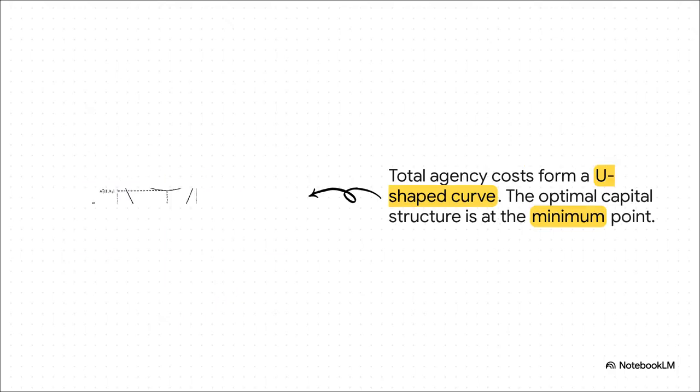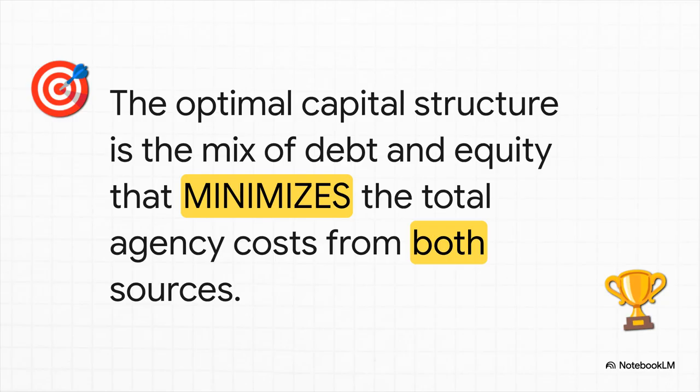And this leads us to the big capstone graph of the whole paper. As you use more outside equity, the agency costs of equity go up. As you use more debt, the agency costs of debt go up. So when you add those 2 curves together, what you get is this U-shaped curve for the total agency cost. And the main punchline is this. A firm's optimal capital structure, that perfect mix of debt and equity, isn't some magic number. It's simply the point at the very bottom of that U-shaped curve. It's the combination of financing that minimizes the total damage from both of these agency problems combined.